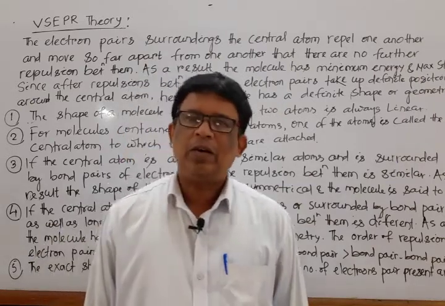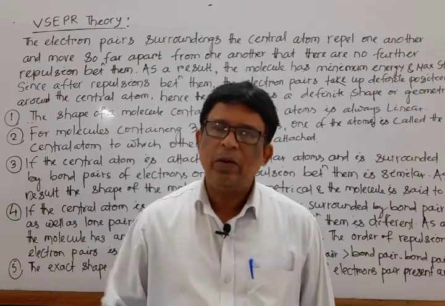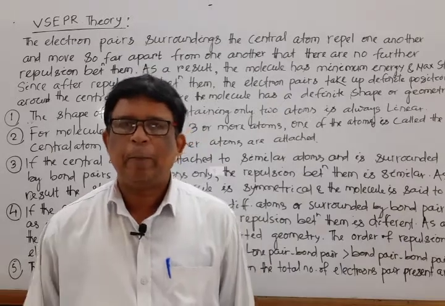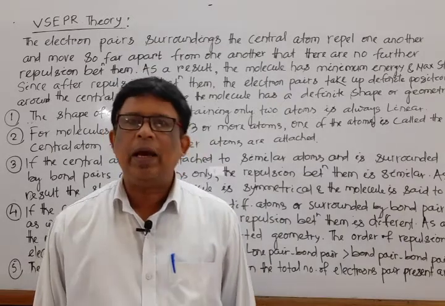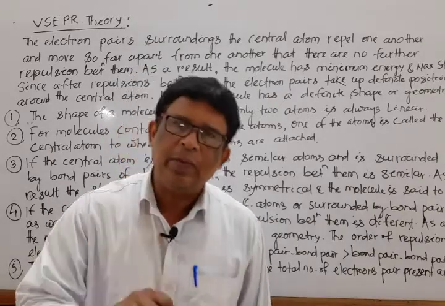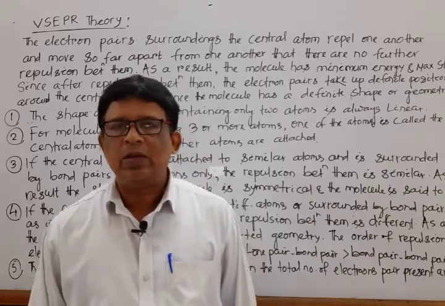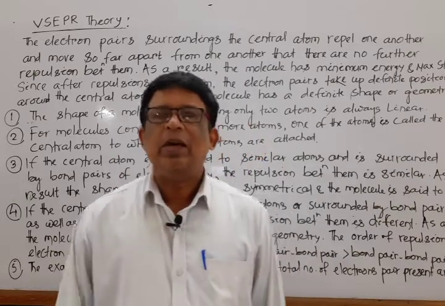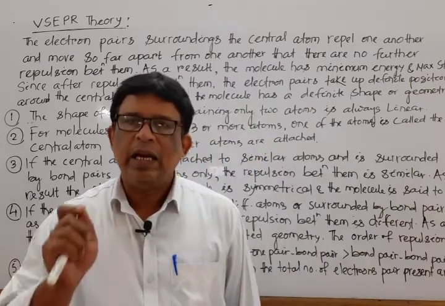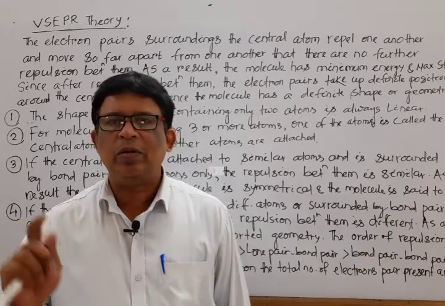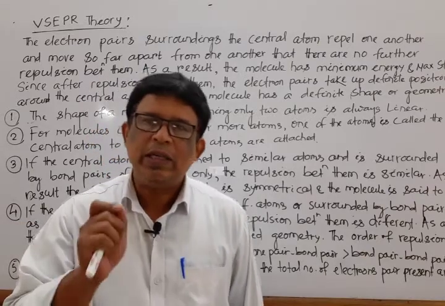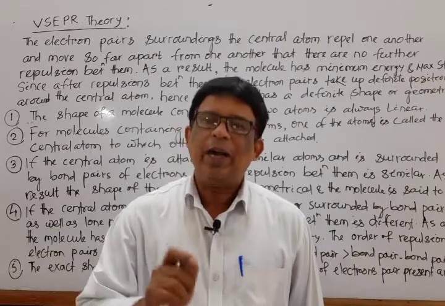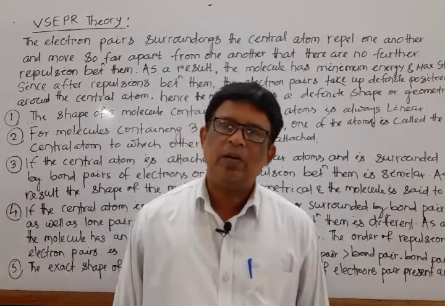The pair of electrons which is formed during bonding is known as a bond pair electron, and the electron pair which is already paired before bonding is known as a lone pair of electron. This valence shell electron pair repulsion theory is an important theory which gives an idea about the definite shape or a definite geometry for a molecule.